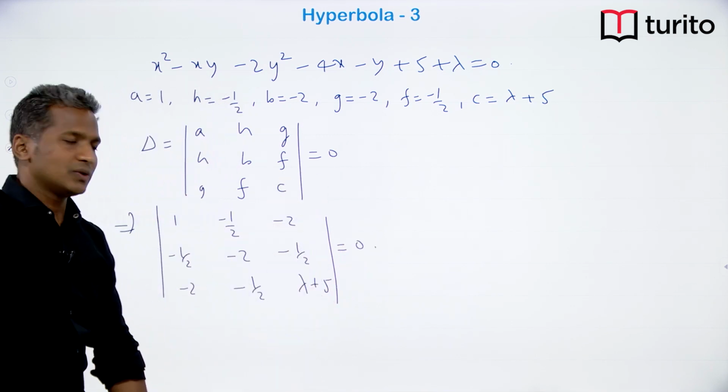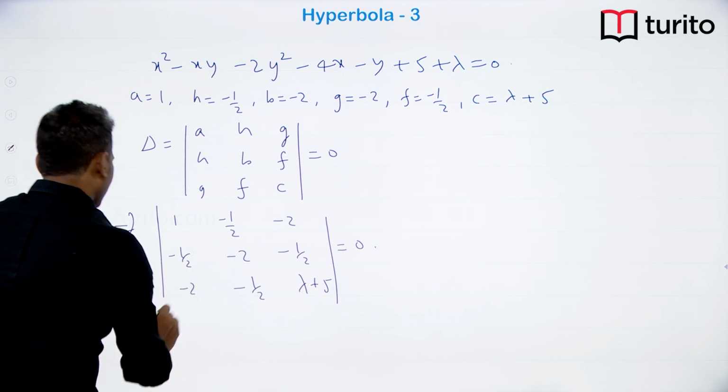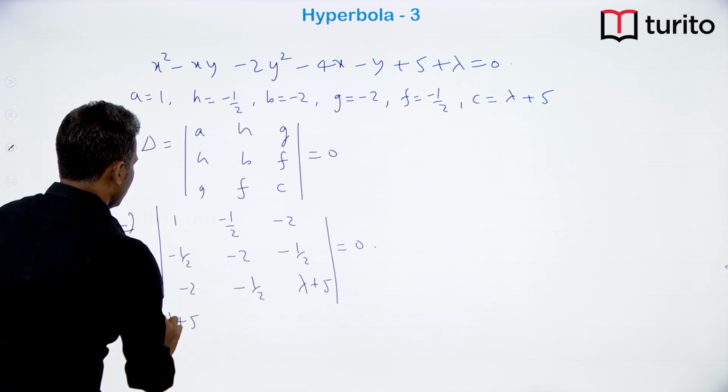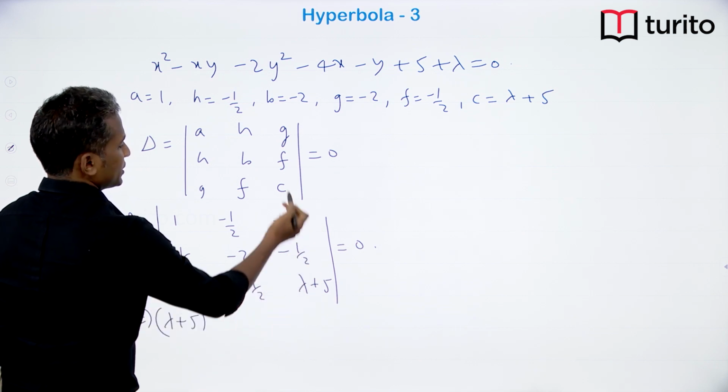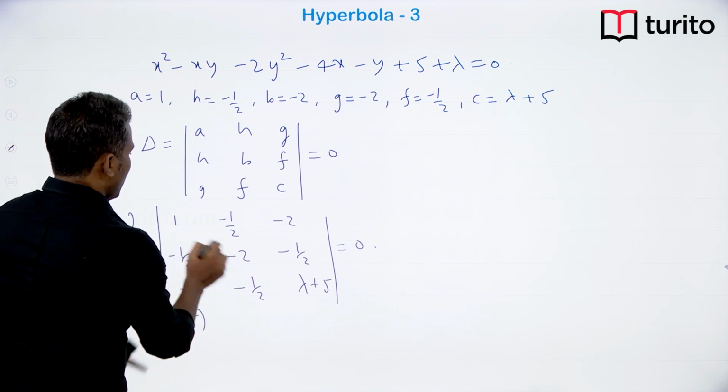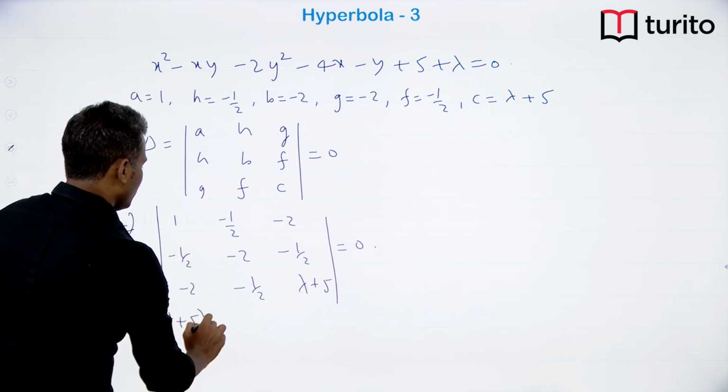Let us just do that. If I take lambda plus 5, basically I am going to take this column. Then it will become minus 2, minus 1 by 2.